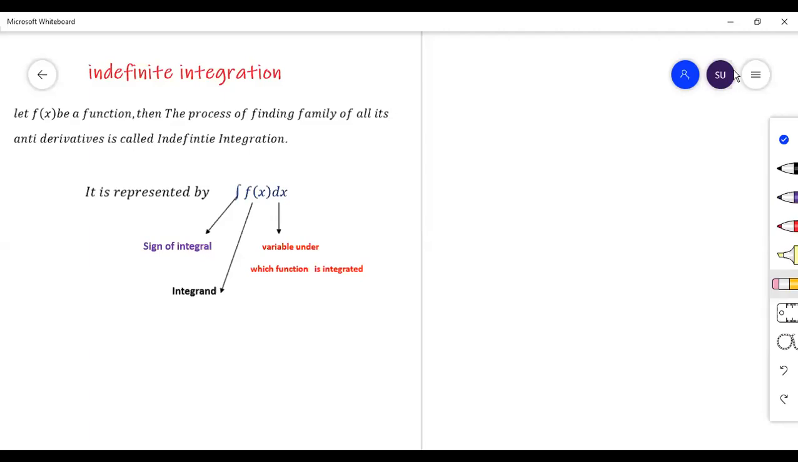In this video, I would like to explain the concept of indefinite integration and some basic formulas.